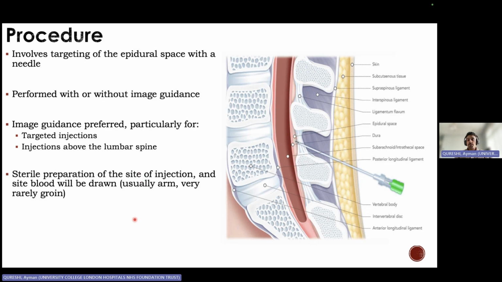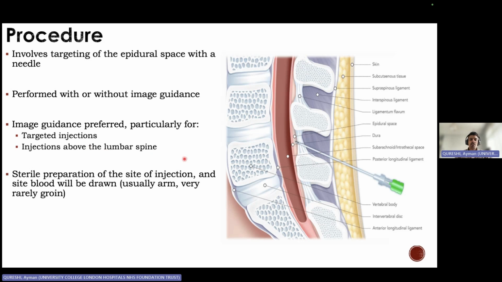So it can be performed with or without image guidance. My colleague Yavor would probably do this without image guidance. He's very experienced in getting epidural access for anesthesia. When I do these, I do them with image guidance. It's certainly preferred. Imaging is definitely preferred if you're doing a targeted injection, because you want to put the needle where you think the leak is or where the leak is.